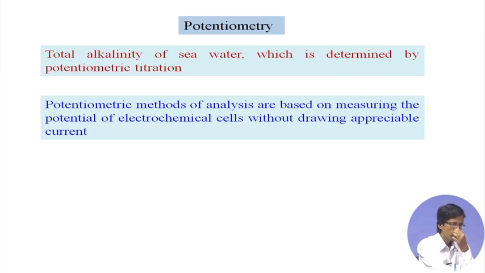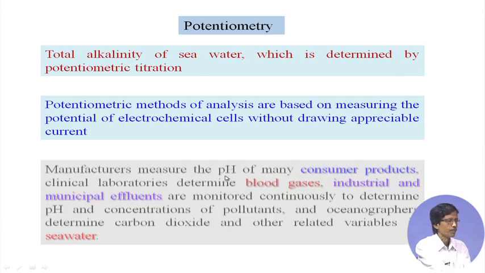So, this potentiometric method of analysis is based on measuring the potential of the electrochemical cell without drawing appreciable current, which is very important, that the cell is not meant for drawing current, but still we will be using some electrochemical cell such that we can monitor the change in concentration of, say, one species, which can be the ferrous ion concentration and any other oxidizing agent.